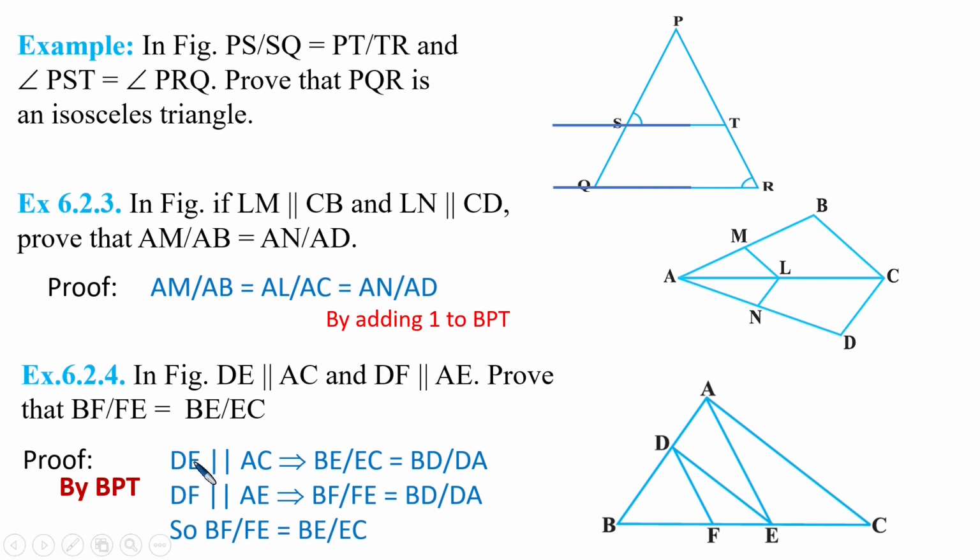If DE is parallel to AC, then again I use the BPT theorem: BE by EC is equal to BD by DA, because this line is parallel. And if DF is parallel to AE, then BF by FE is equal to BD by DA, which I have written here. Now these two are the same. So if A equals B and B equals C, then A equals C, something like that.